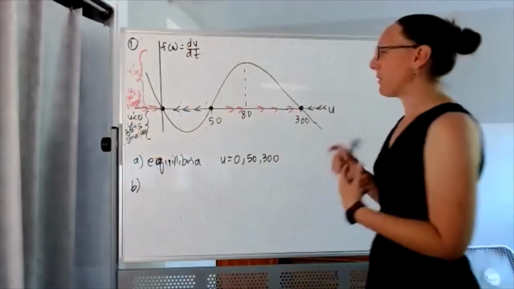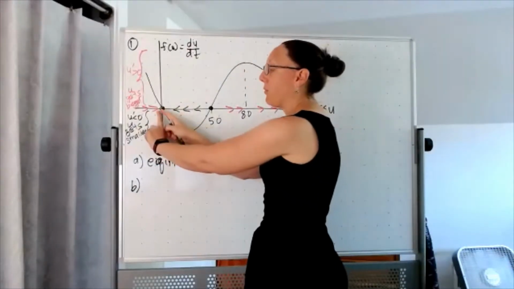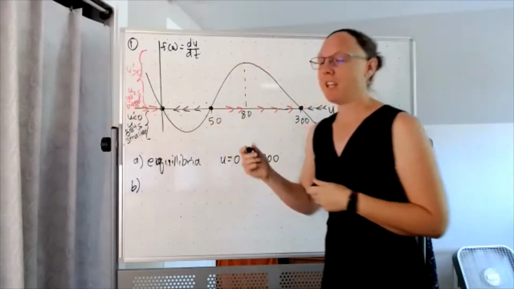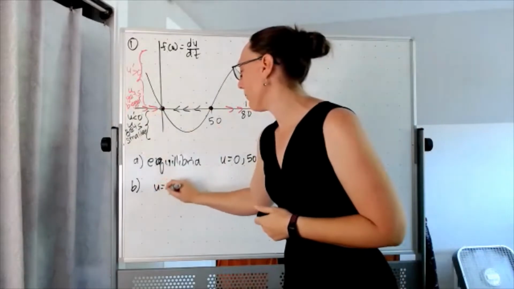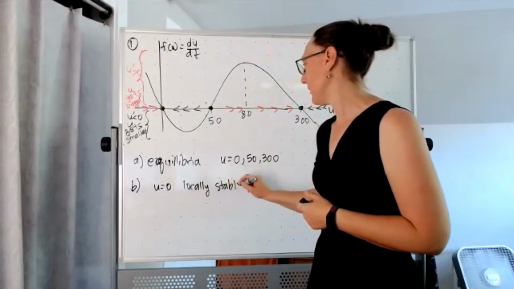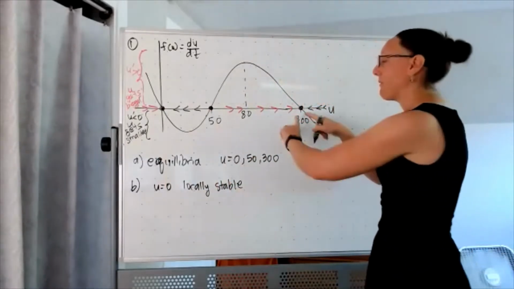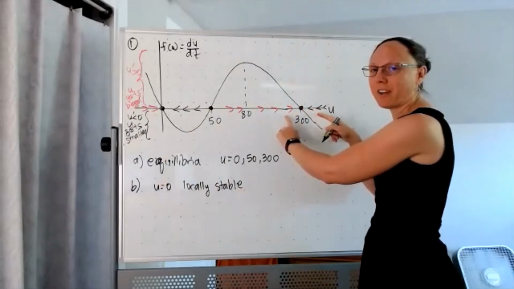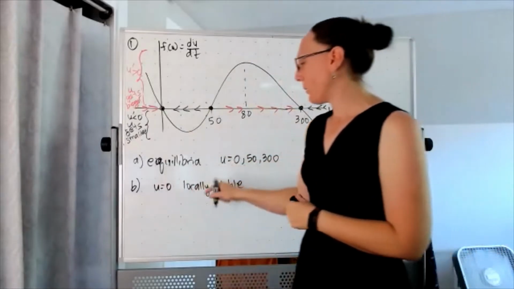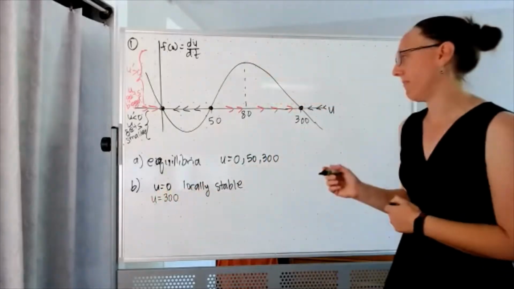Well, that's going to let me see right here that my equilibrium of 0, if we move away from 0 just a little bit, we get pushed back towards 0. So we would say that u equals 0 is locally stable. We have another locally stable point over here at 300, because if I move away from the 300, I get pushed back to a value of 300. So u equals 0 is locally stable, as is u equals 300.